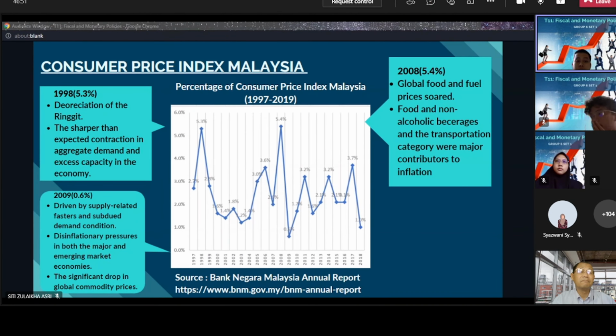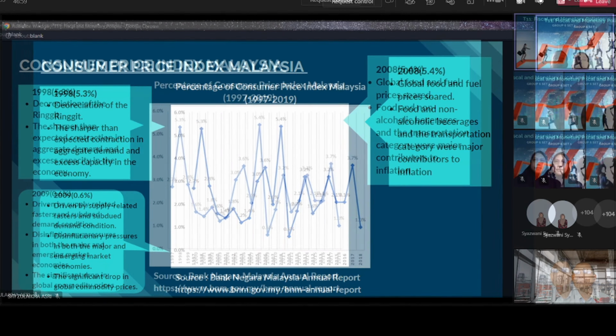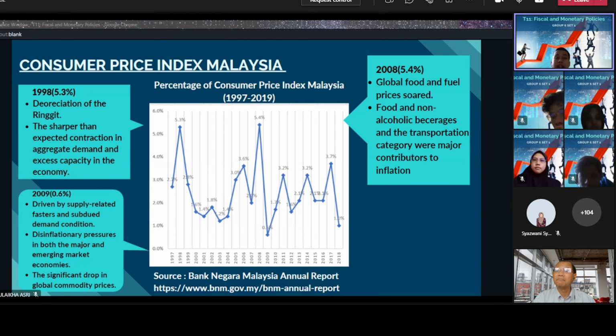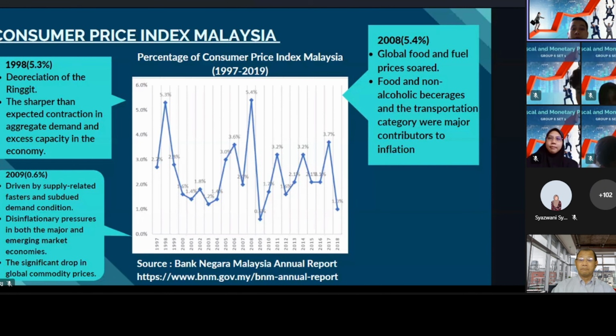In 1998, in the first half of the year, there was an increase in inflation due to the depreciation of the ringgit. But after June 1998, higher than expected contribution in aggregate demand and excess capacity in the economy reduced inflationary pressure arising from the depreciation of the ringgit. Also in this year, monetary policy was adjusted, aimed at curbing inflationary pressure arising from the depreciation of the ringgit as well as maintaining stability in the domestic financial market.